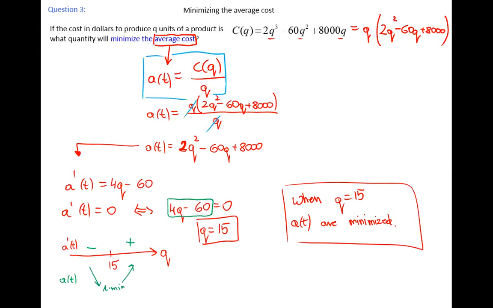The answer is boxed in. Okay, when quantity q is 15, the average cost function is minimized. Oh, okay, yes, it was A. I didn't, because this is the average. Yeah, I know the writing, it's the average cost function.